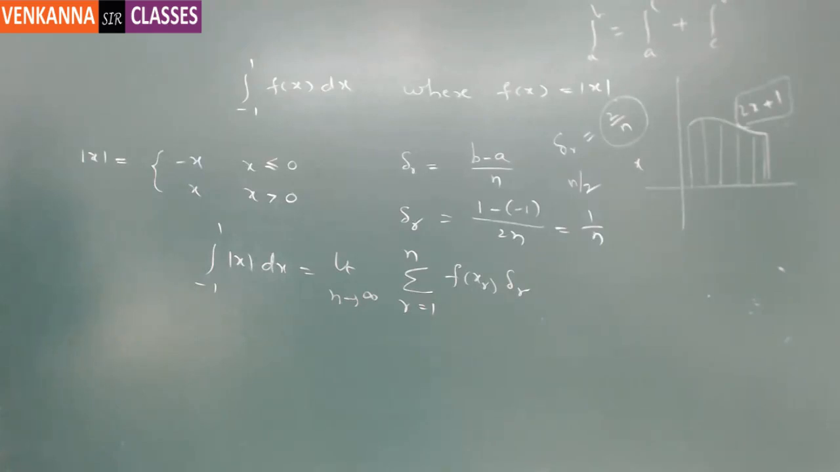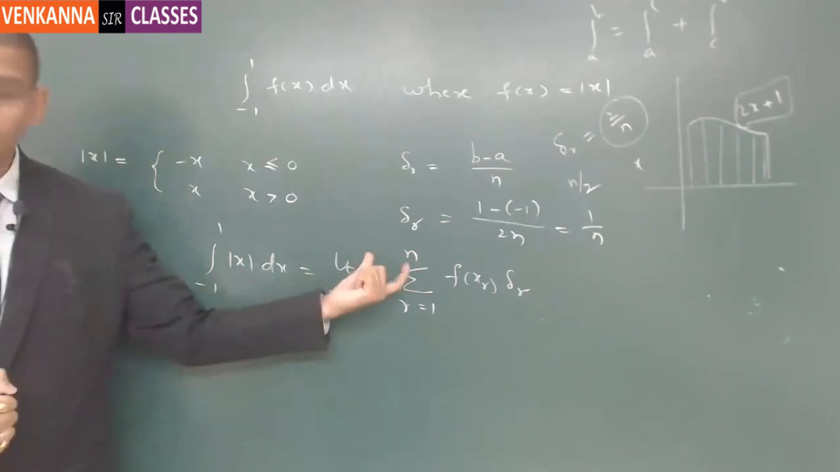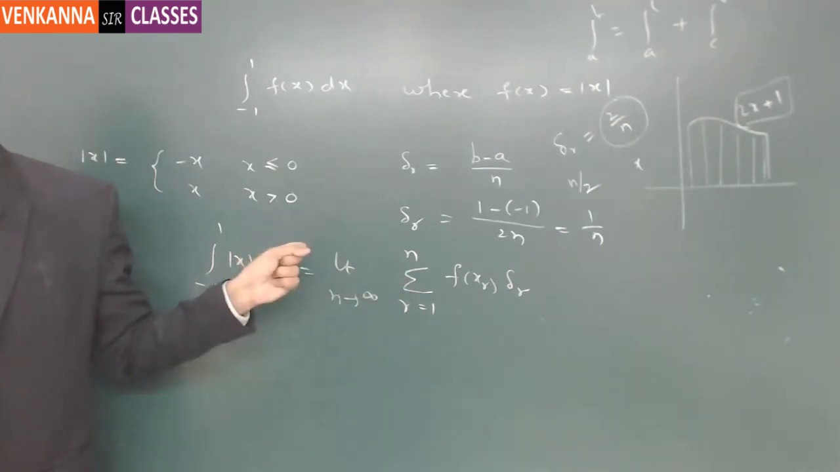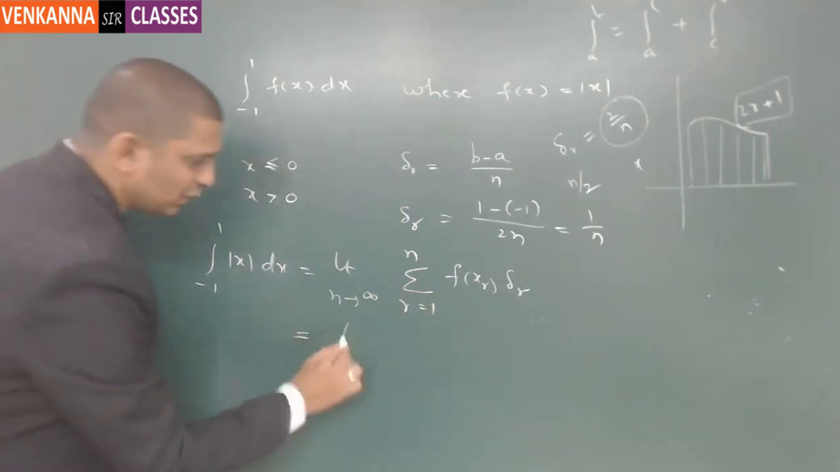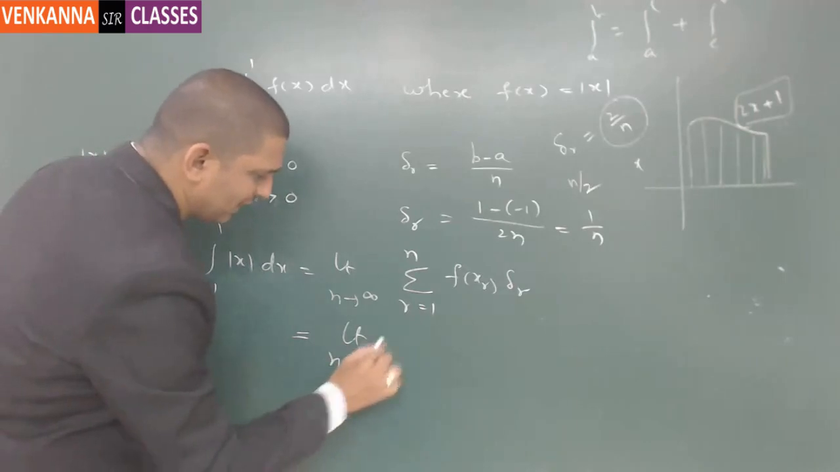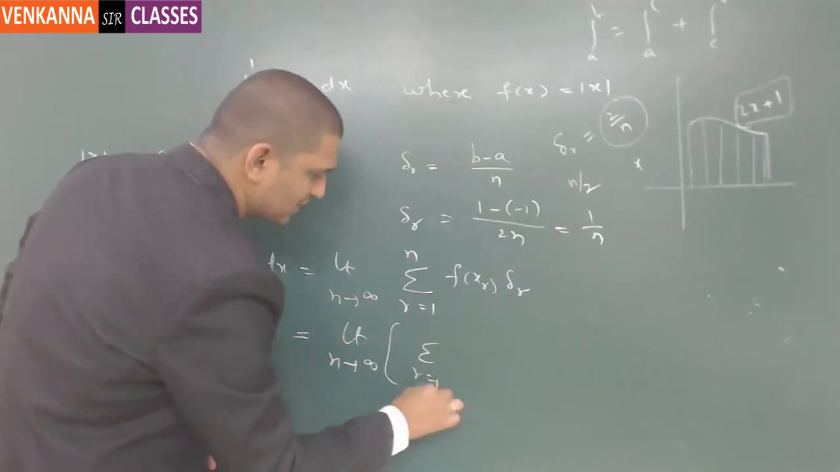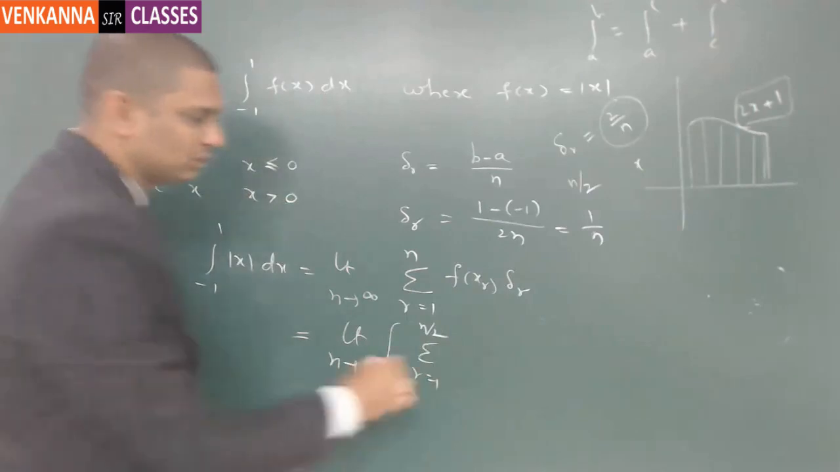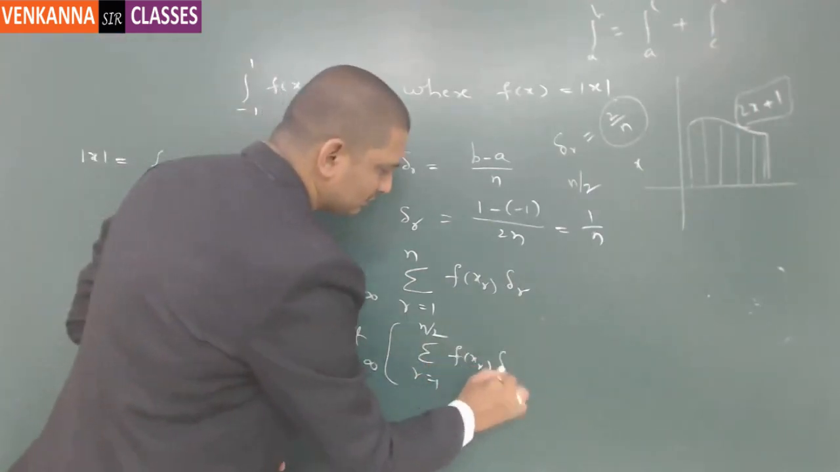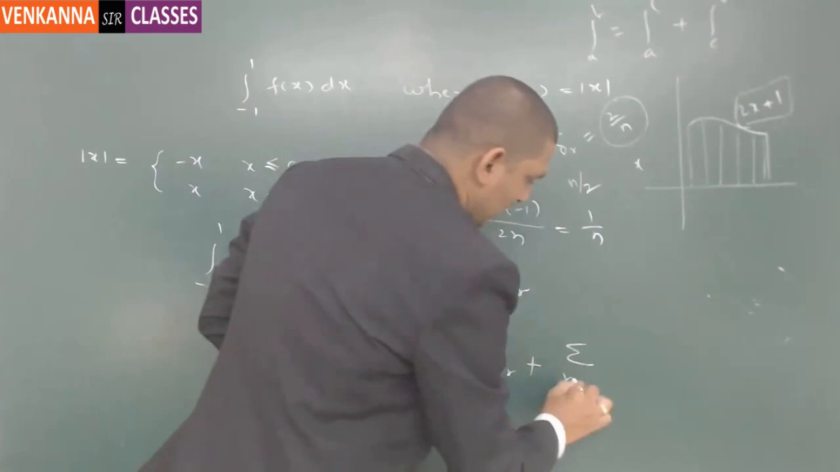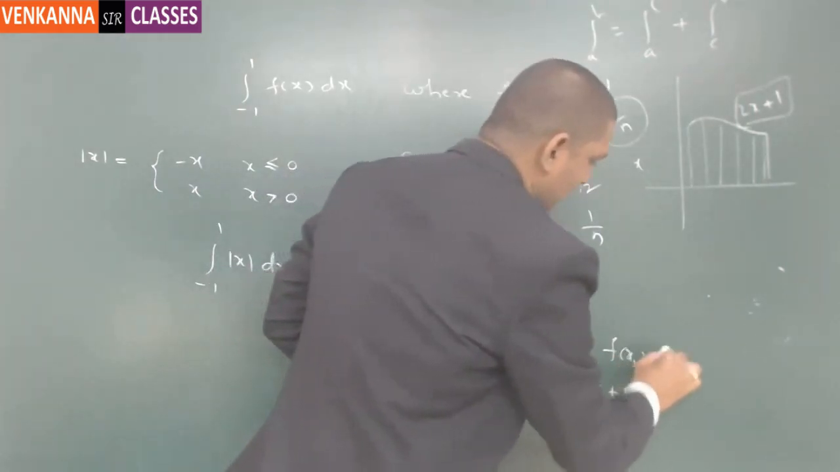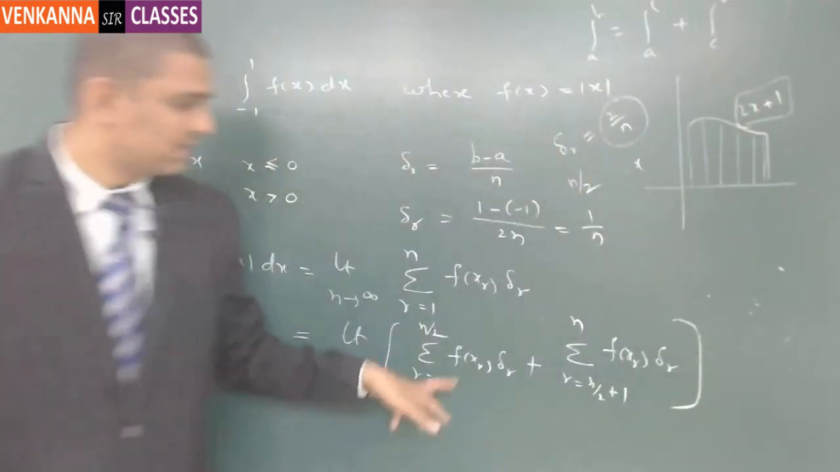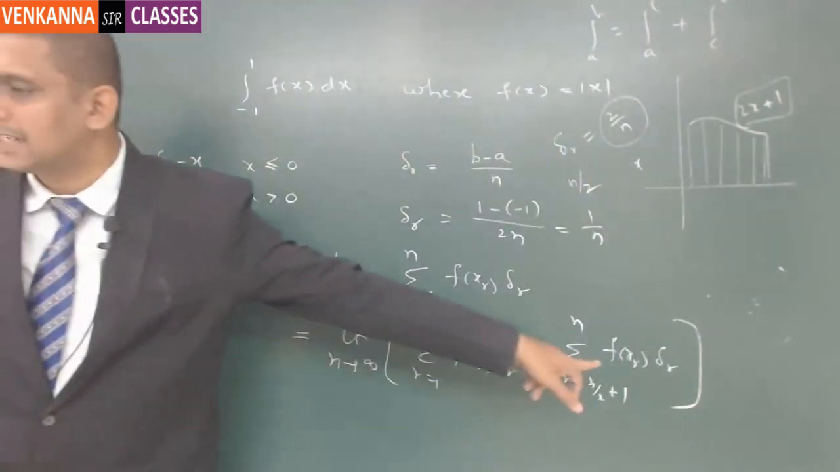Yes or no? The formula I have given earlier. Now what happens? For the first n by 2 segments, its value is minus x. For the other half, its value is x. Now you are going to apply this as limit n tends to infinity summation r is equal to 1 to n by 2 f of xr delta r plus summation r is equal to n by 2 plus 1 to n f of xr delta r. Because here the function value is minus x, here the function value is x.